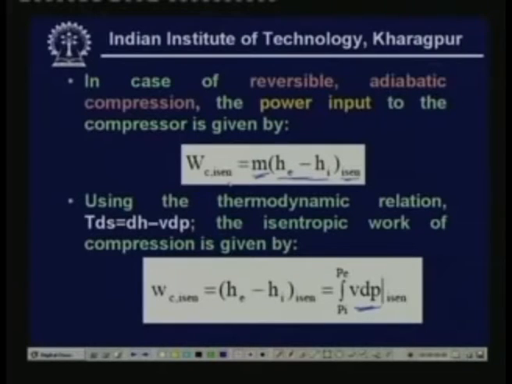Since this process is an isentropic process, dS is 0. So from the thermodynamic relation TdS is equal to dH minus VdP, we get that dH is equal to VdP. So the specific work of compression is nothing but the integral of dH, which is equal to the integral of VdP. This integration has to be performed along the isentropic process from the inlet pressure Pi to the exit pressure Pe.